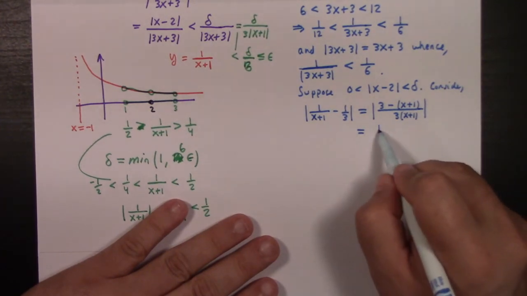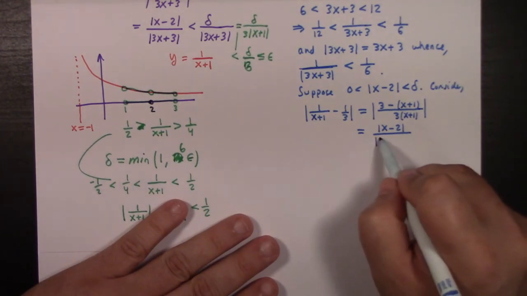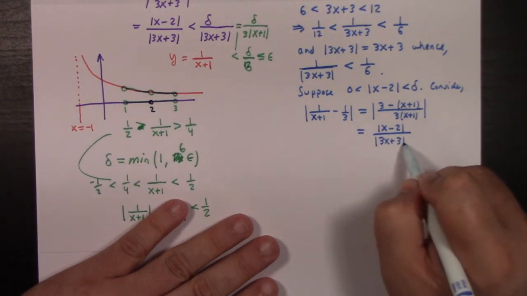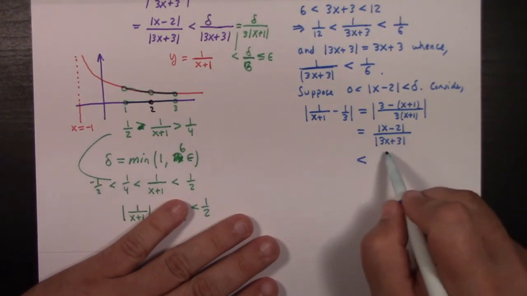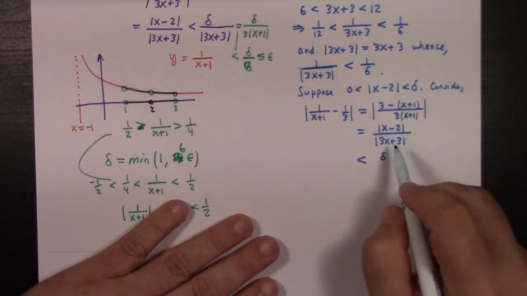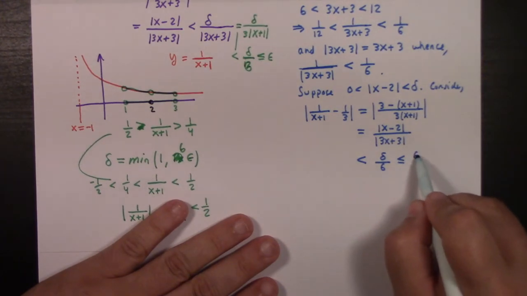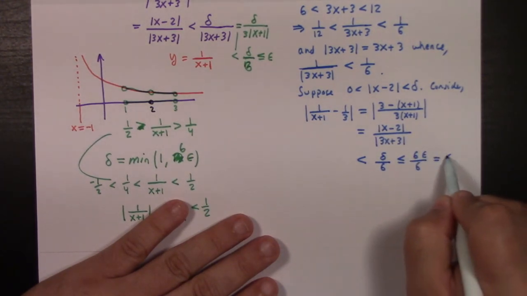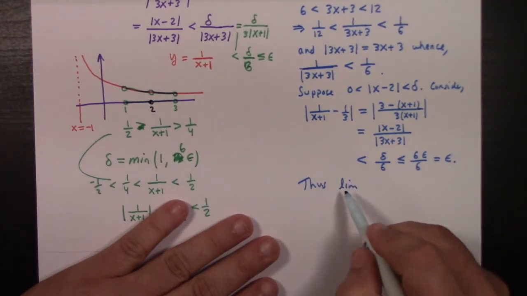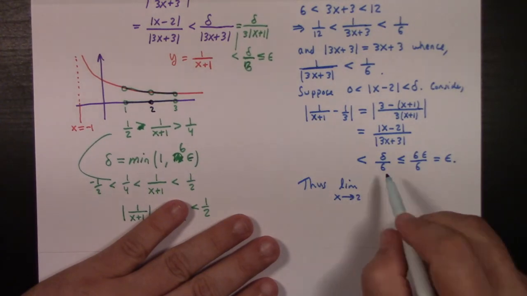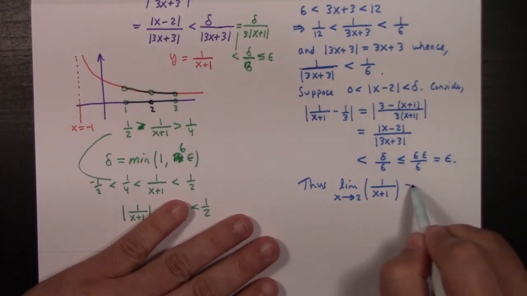the absolute value of x minus 2 over the absolute value of 3x plus 3, which by the way is less than delta, right, over 6, which by the way is less than or equal to 6 epsilon over 6, which is of course epsilon. Thus, the limit as x goes to 2 of 1 over x plus 1 is equal to 1/3.